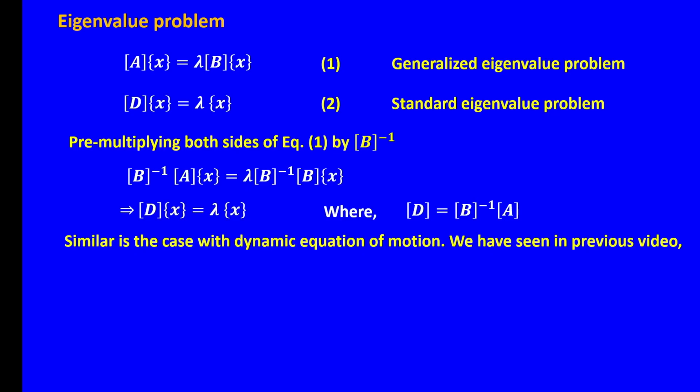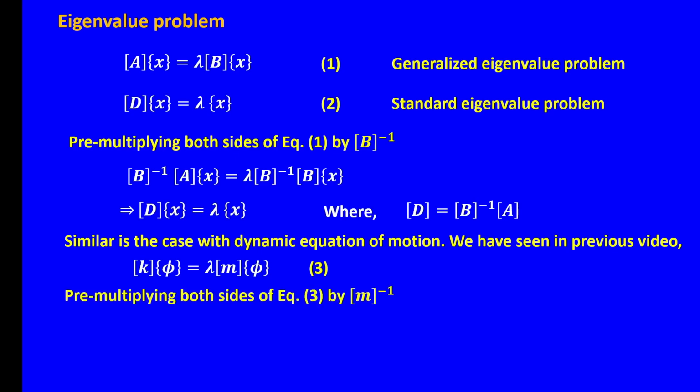As I said, with our dynamic equation also we can convert it to this standard form from the generalized form. When we write k phi equal to lambda m phi, there are two different matrices, the k matrix and the m matrix, on two sides, and phi is the unknown vector. So it is a generalized eigenvalue problem. Let us pre-multiply both sides by m inverse. Now why not k inverse? Because inverting k will be difficult. It is either a full matrix or a banded matrix, whereas m, if it is a diagonal matrix, is very easy to invert.